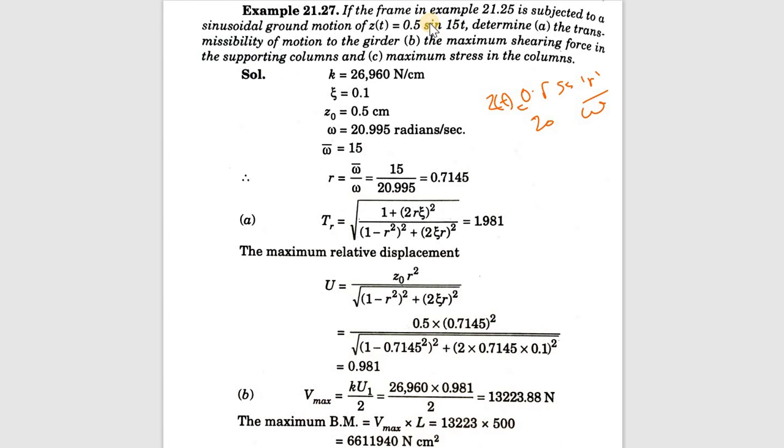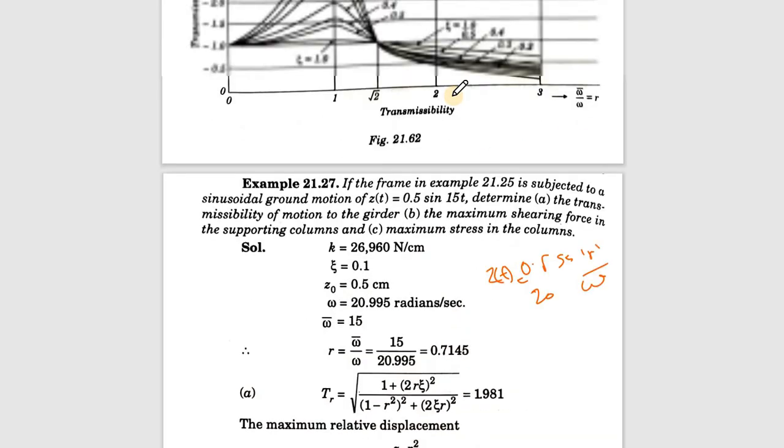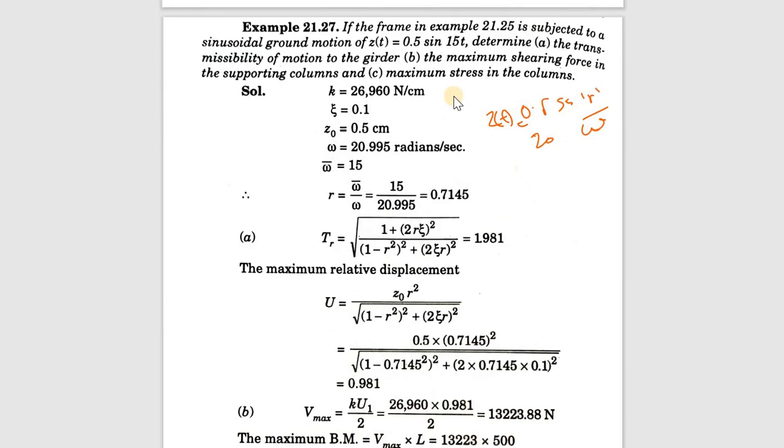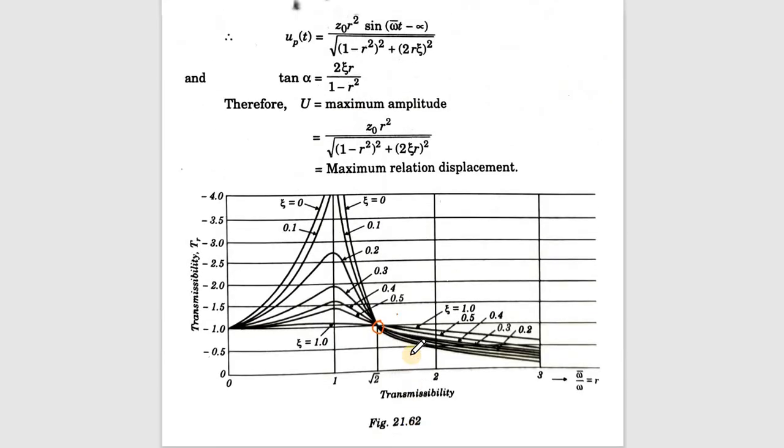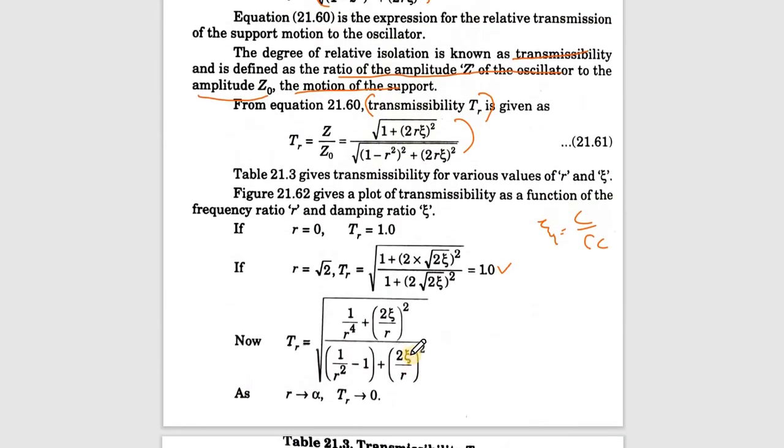Here k for the frame is given in the question, and from that you can find omega, which will also be given. Omega dash is equal to 15. So R is equal to omega dash by omega, so we can find R. From that I can find the transmissibility ratio. After that we can find the stresses and so on. I will be explaining more on this in the next video.